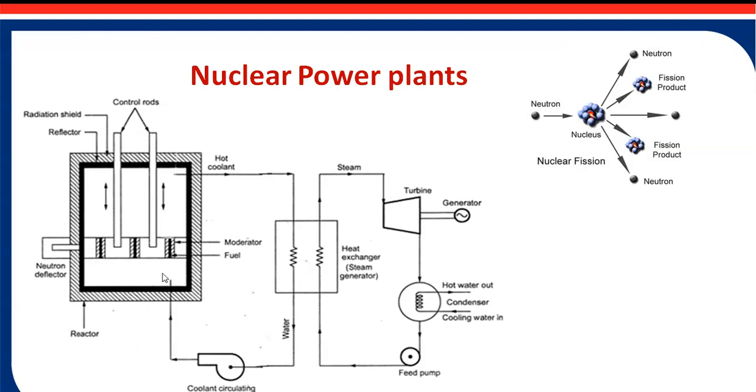Then next is the feed pump. This feed pump, if you see, the condensate is extracted from the condenser and fed back to the heat exchanger. This is a heat exchanger, and this heat exchanger acts by absorbing heat from the primary coolant in the nuclear reactor, transporting the water into the heat exchanger. The heat exchanger is also called a steam generator.